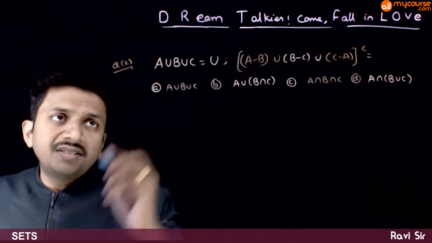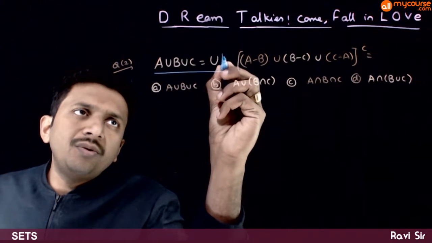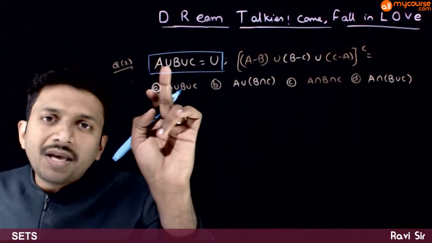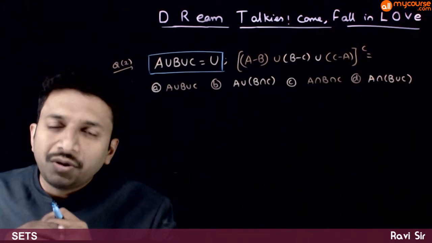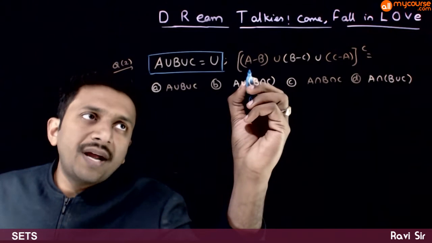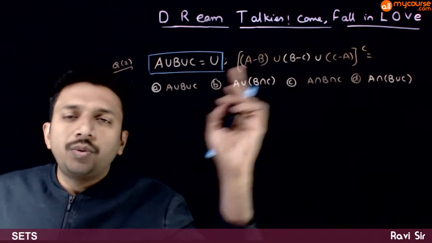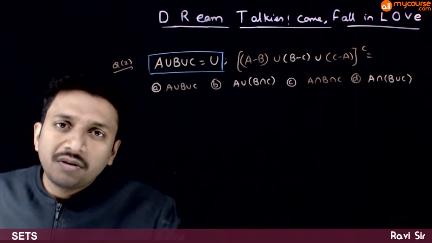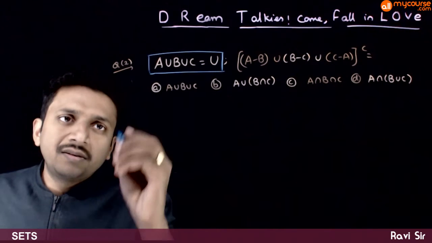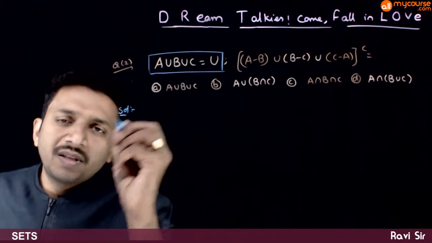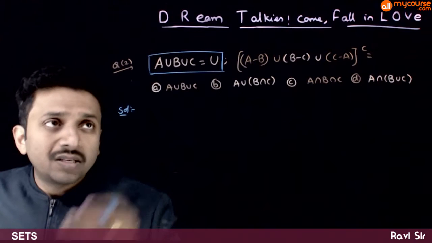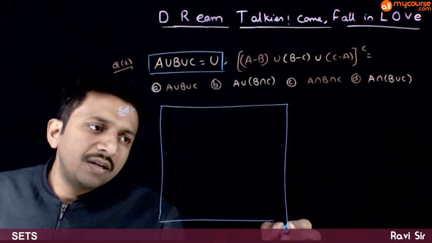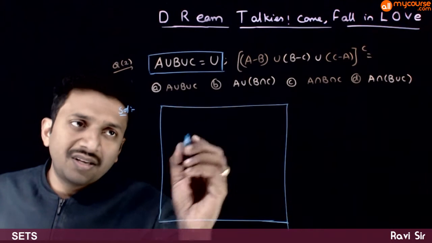The next question is, you're given that A union B union C is equal to the universal set. That is, if you combine A, B and C, you get all the elements in the universal set. And you're asked to find the complement of (A minus B) union (B minus C) union (C minus A). You're given 4 options and asked to find which is right. To solve this question, let us make use of Venn diagrams. It's a question based on Venn diagrams, so let us draw the Venn diagram corresponding to this set.